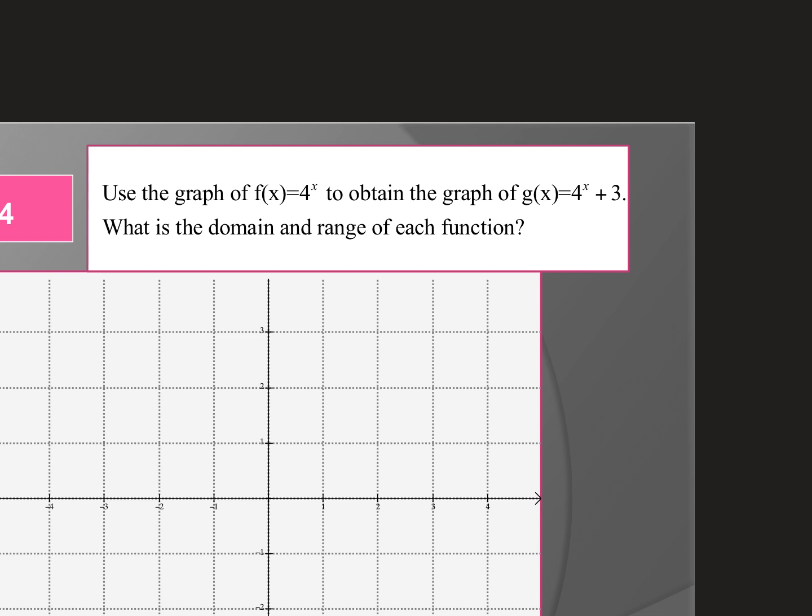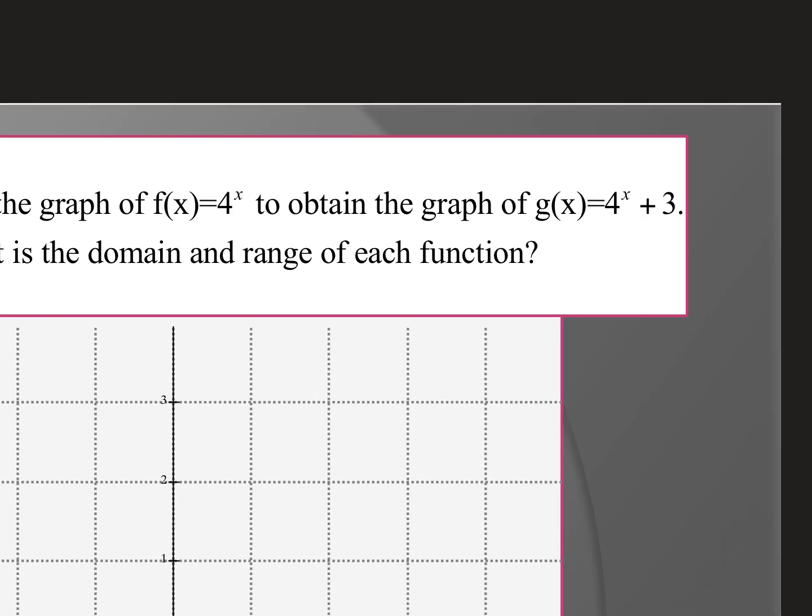Look at these two functions. Do you see them? F of x and g of x? All right, so let's talk about this. Tell me, what's the domain for g of x? All real numbers, negative infinity to positive infinity, right? In interval notation, all right? What is the horizontal asymptote? Where is this graph going to get really, really close to but not touch? Y equals 3. It's whatever's being added or subtracted.